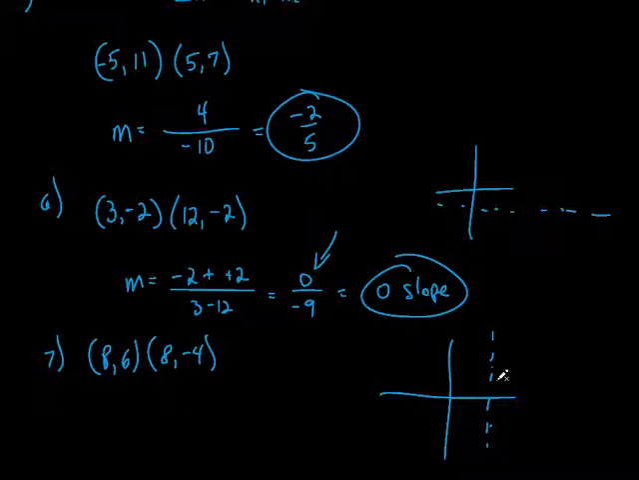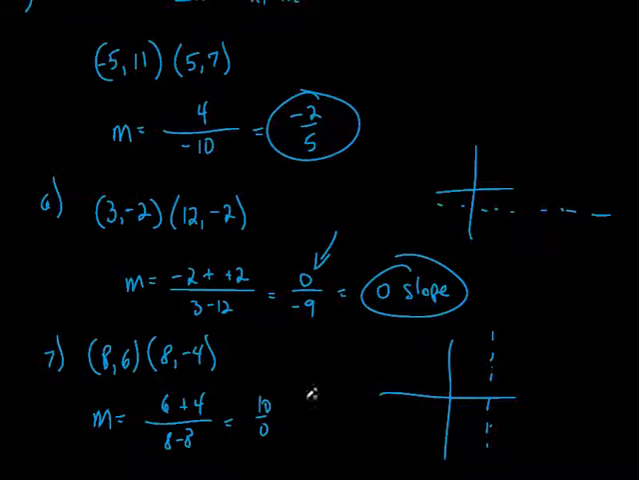So what kind of slope does a vertical line have? It's undefined or no slope. Either one of those means the same thing. But if you wanted to do the math, you could always do the math. Change in y. 6 minus a negative 4 is 6 plus 4. And then 8 minus 8. And we get 10 over 0.